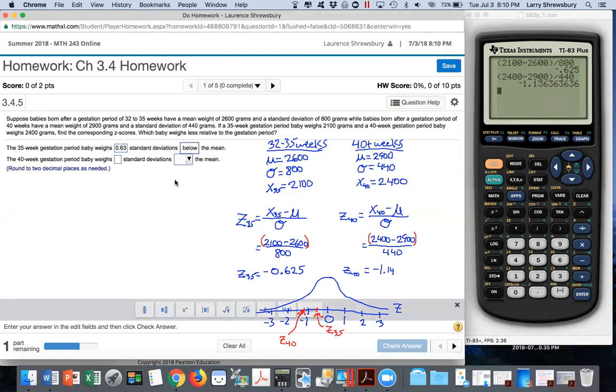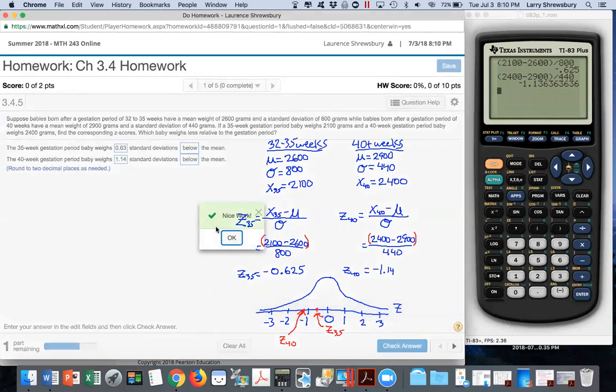I'll say below. Now, for all you know, when you do this, you might get a positive z-score. You never know what you're going to get. But those of you who get negative ones, watch out for that. And then over here, we're going to put in, not the negative, but a positive 1.14 standard deviations below the mean. Well, let's see how we did. Good, we got it right. But if I put a minus in there, it would have marked it wrong.